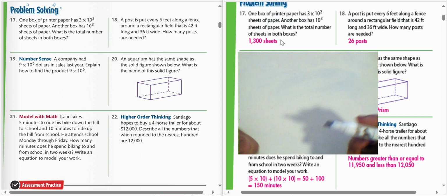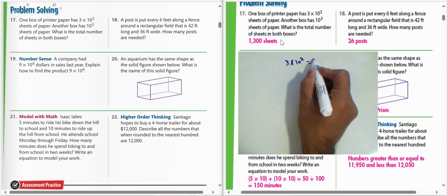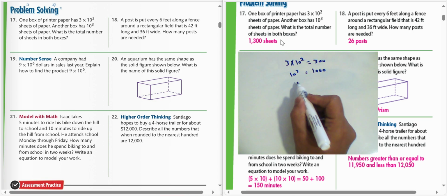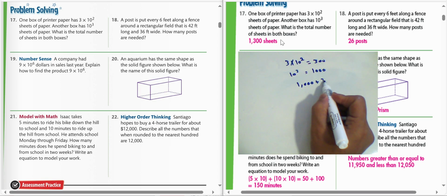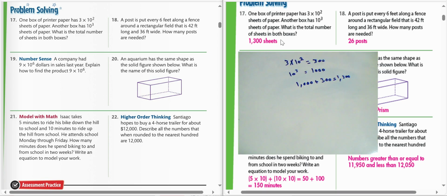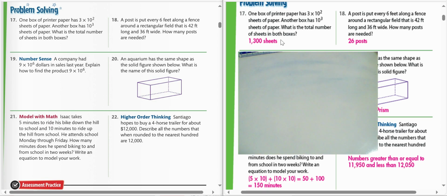Okay, like here 3 multiplied by 10 power 2 equals 300 and 10 power 3 equals 1000. We can add together 1000 plus 300, then the result will be 1300. Okay, 1300.